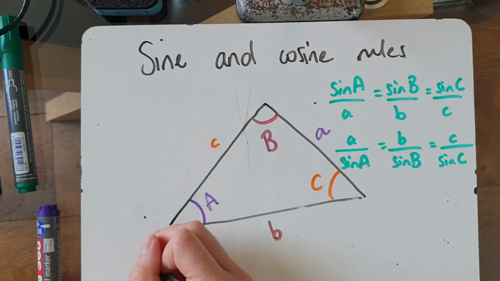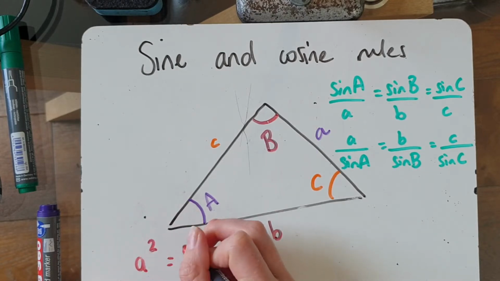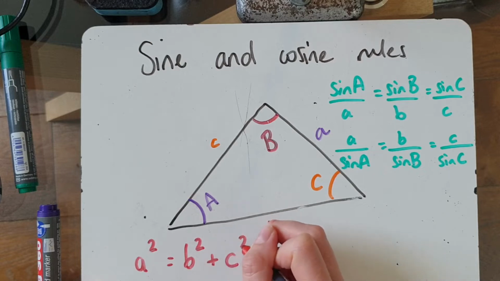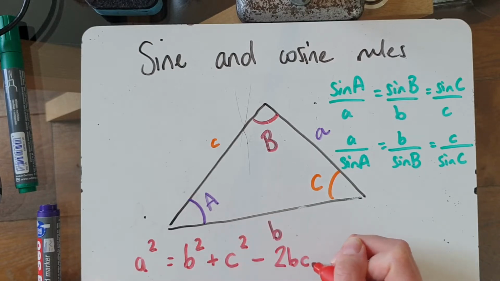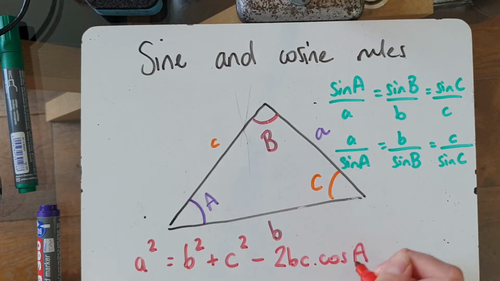And the cosine rule is a squared equals b squared plus c squared minus 2bc cos A. Starts off very similarly to Pythagoras' theorem, and then we have to subtract this 2bc cos A. This side will match the angle we are taking cosine of, and then these sides will be the other two sides, so not side a.